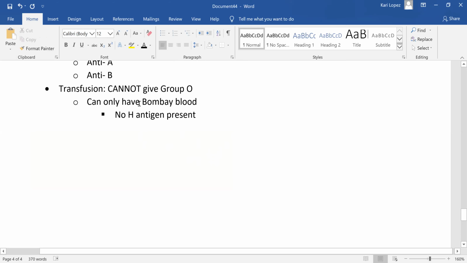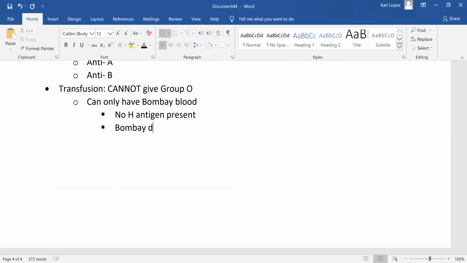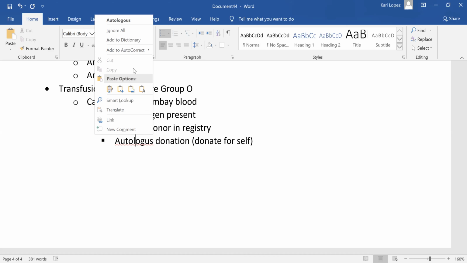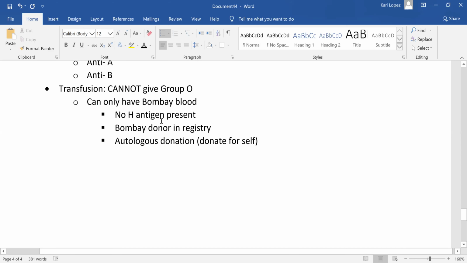And so they can only have Bombay blood. So what are your 2 options to get Bombay blood from? Themselves. Exactly. And what's that called? Autologous. You got it. So they can either donate for themselves if they know they're going to have some kind of surgery or something, or they have to have another Bombay donor, and they have registries for these.